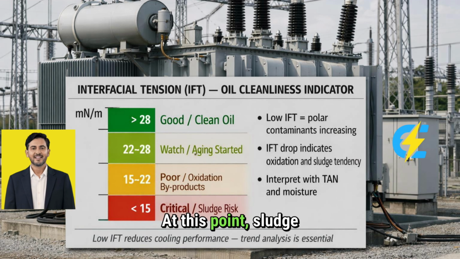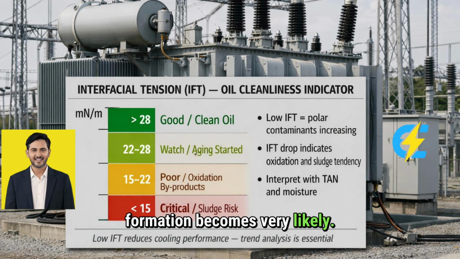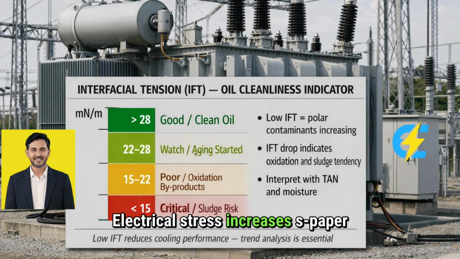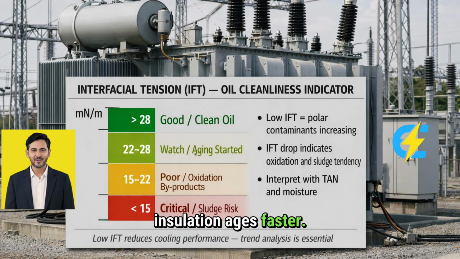At this point, sludge formation becomes very likely. The oil that once protected your transformer is now actively harming it. Poor heat dissipation follows. Electrical stress increases. Paper insulation ages faster. The cascade of problems accelerates. But here's the critical engineering insight. IFT alone is never judged. You must correlate it with total acid number and power factor for accurate diagnosis. This triangulation reveals the complete picture.